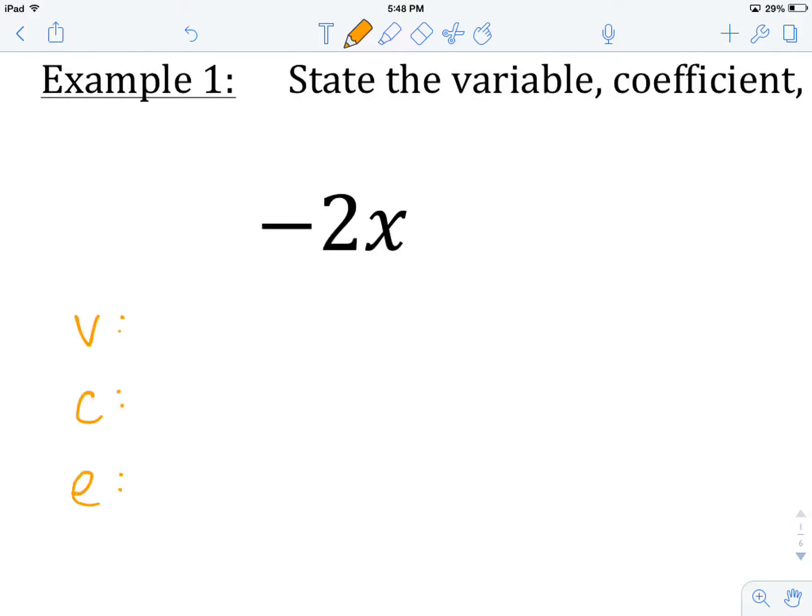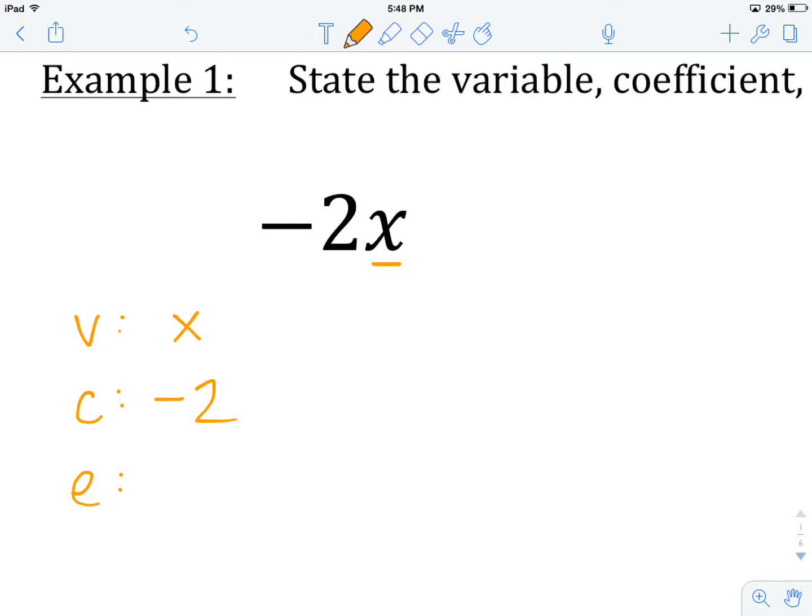So in this particular question, negative 2x, here we have a variable. The variable, of course, is going to be the letter. So there is our variable right there. Our variable is going to be x. The coefficient, that's going to be the number in front of our variable. And in this example, minus 2 is going to be our coefficient.